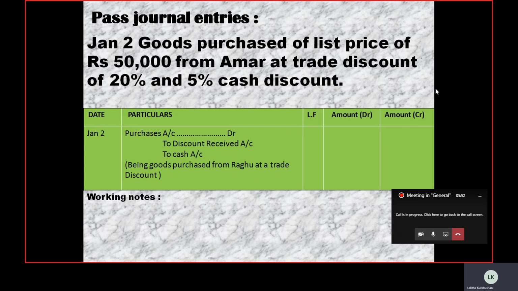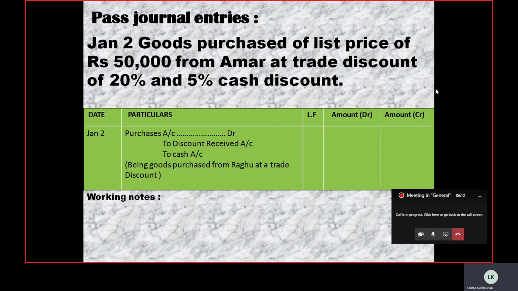So here, the journal entry will be purchases account debit to discount received account credit to cash. Okay, why has the purchases been debited here? Because as we have seen already, the inflow of the goods means increase in the value of assets, and increase in the value of assets means it is to be debited. That's the rule.